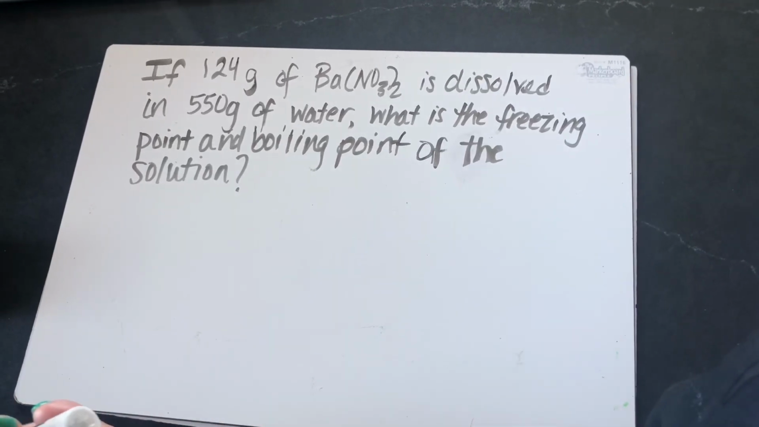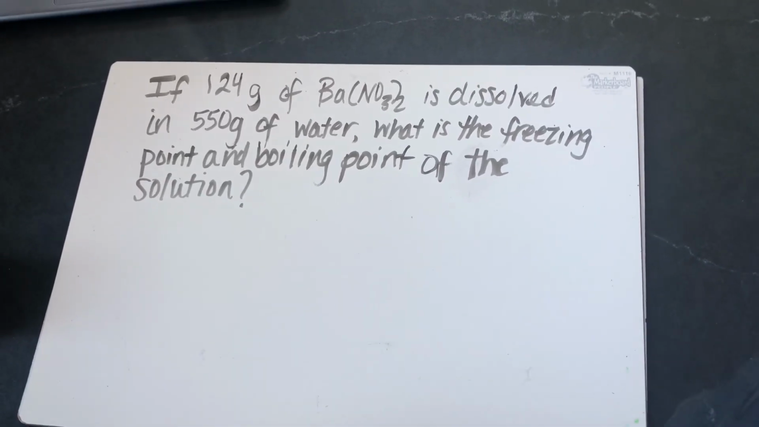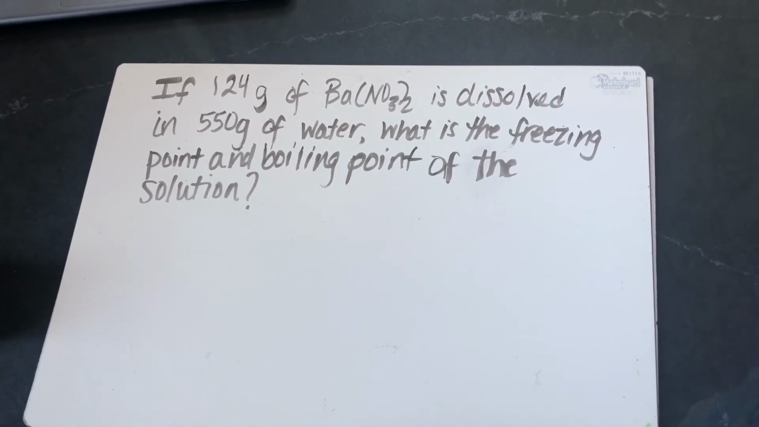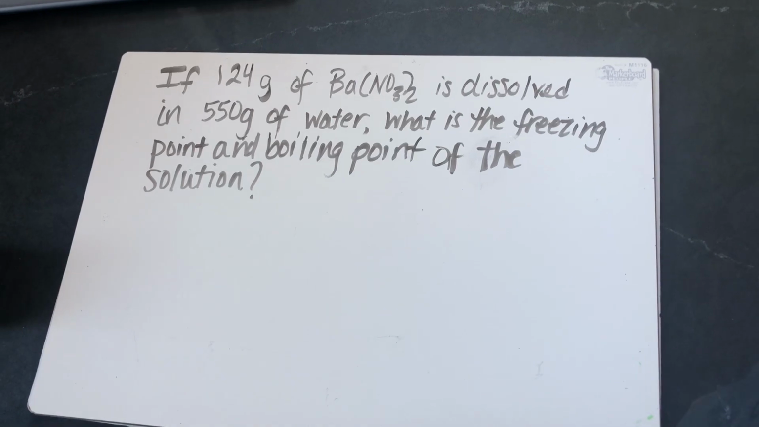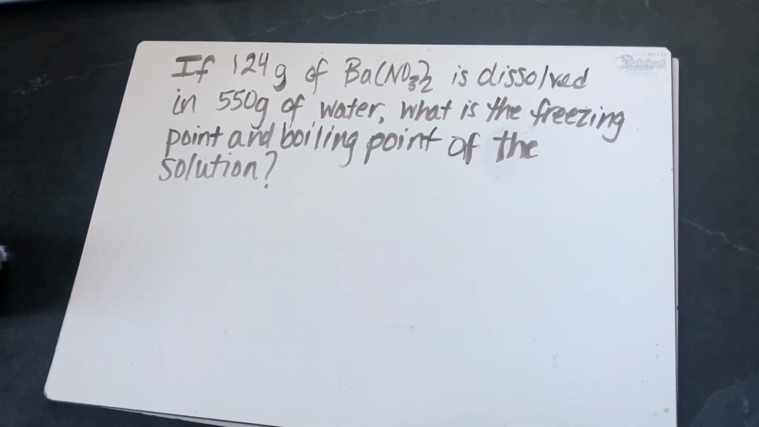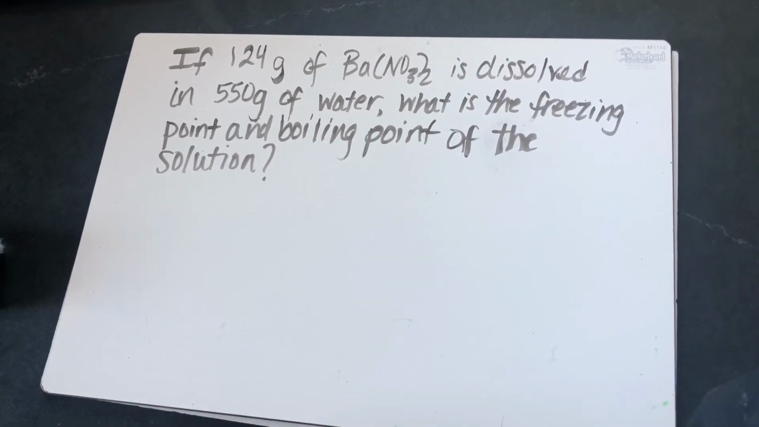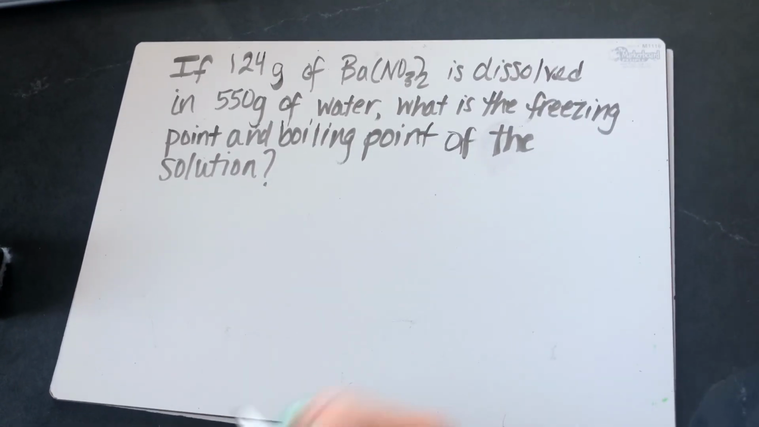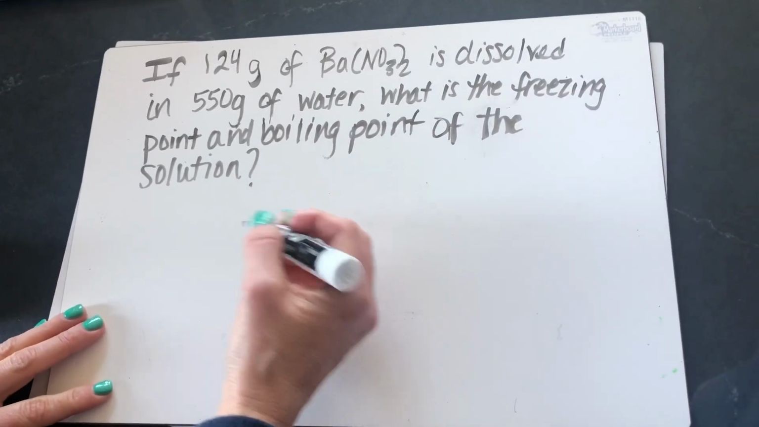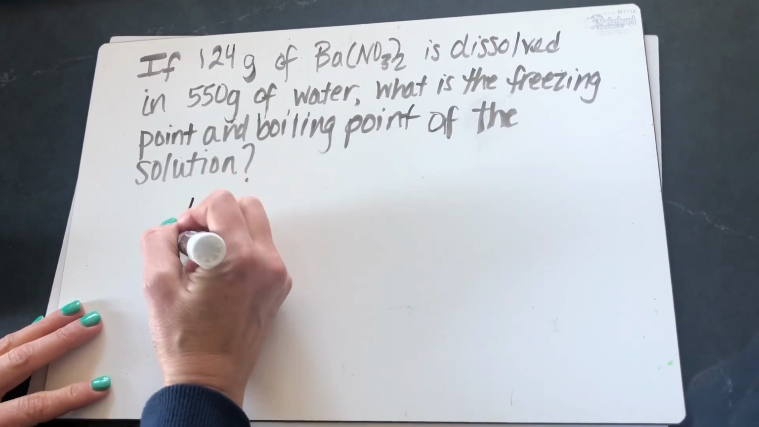All right, so we're going to look at how to calculate the freezing and boiling point of a solution based on colligative properties. This is the same problem that's in your notes, but I wanted to make sure that we were understanding how to do this calculation. So we have two equations, one for freezing point and one for boiling point.